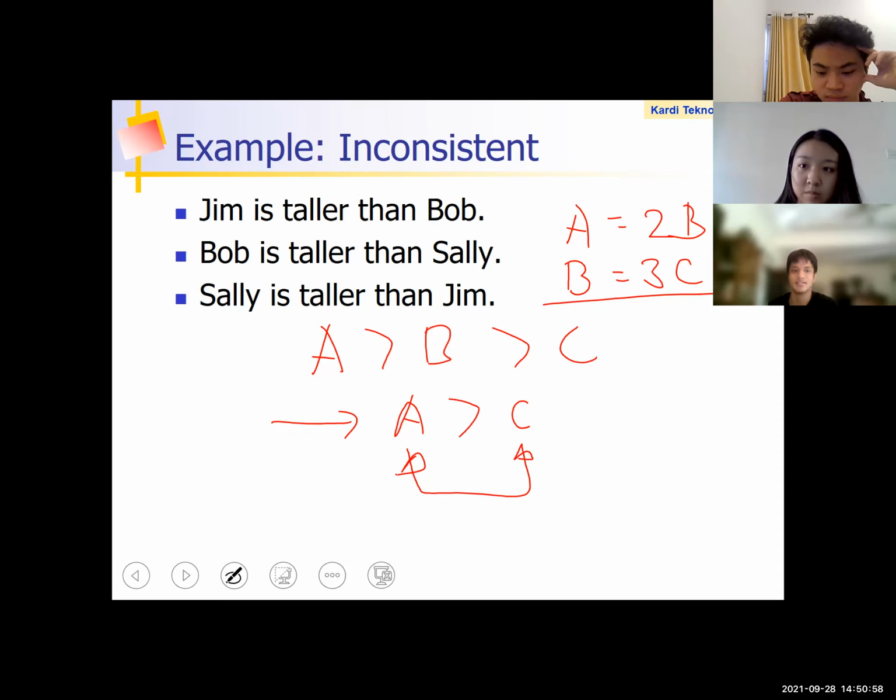So to be consistent, apple must be 6 times cherry, correct? But if I said I like apple 5 times more than cherry, is this still consistent?